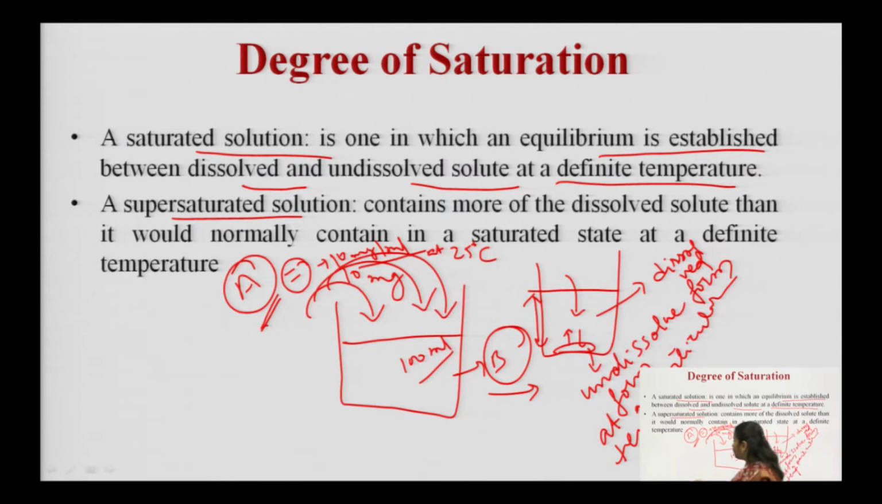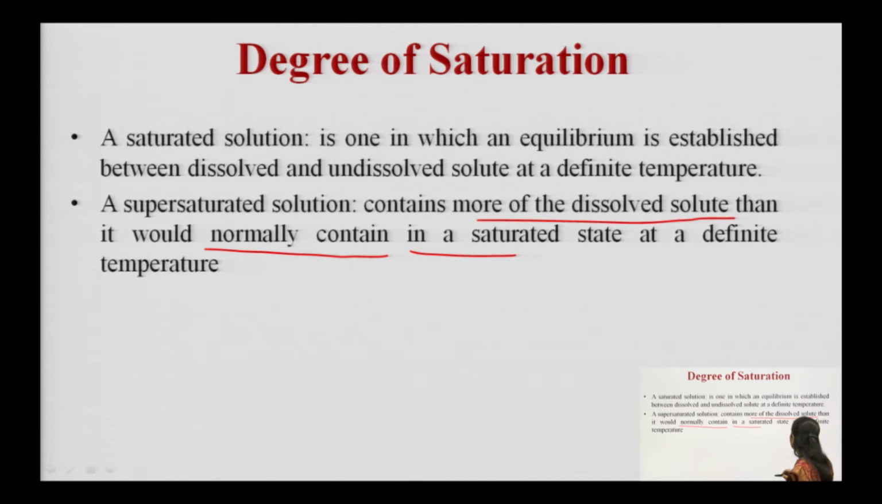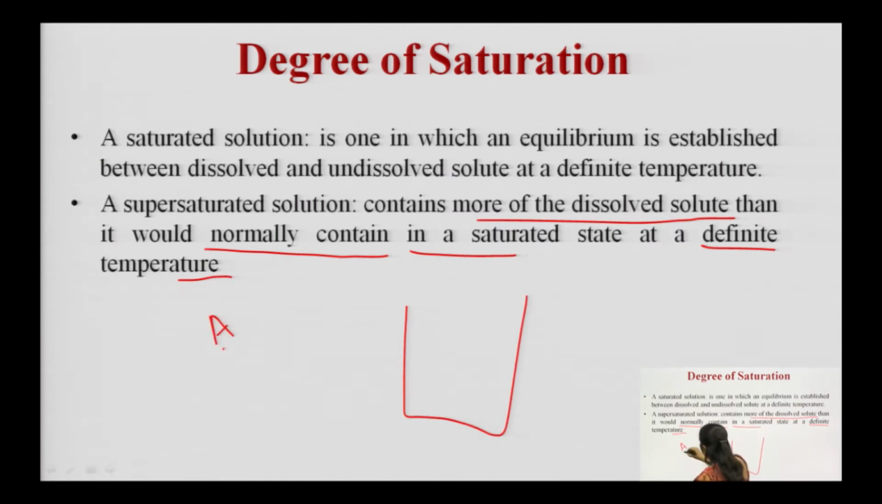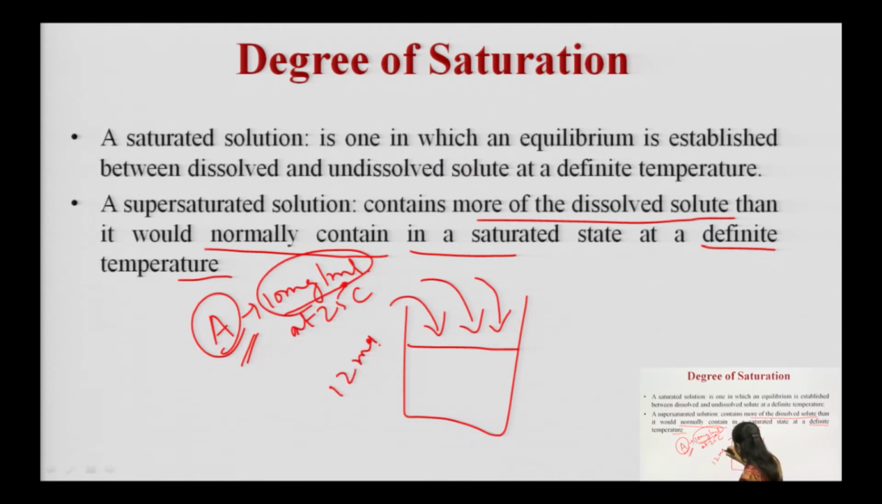Then comes supersaturated solution. Now, in supersaturated solution, what happens? It contains more of the dissolved solute than it would normally contain in a saturated state at a defined temperature. That means, suppose we know that the solubility of solute A is 10 mg per ml at 25 degree Celsius. Now, what happens in this solution? The amount of A will be more than this 10 mg, it will be, suppose, 12 mg per ml, or it may be 13 mg per ml.